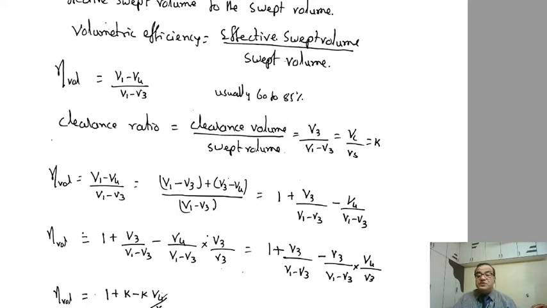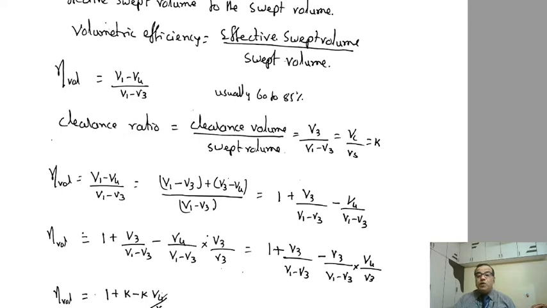What is clearance ratio? Because this is also required for this derivation. Clearance ratio is clearance volume by swept volume. What is clearance volume? V3 according to the PV diagram, and swept volume is V1 minus V3. So that is nothing but Vc by Vs, which we'll assume as K, a constant.